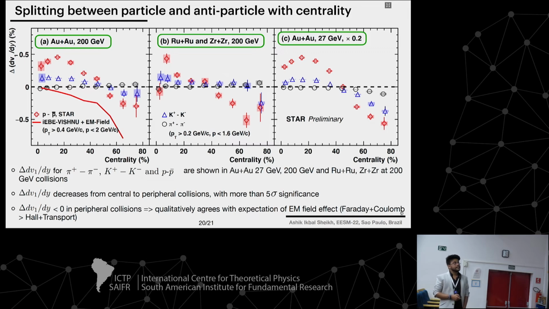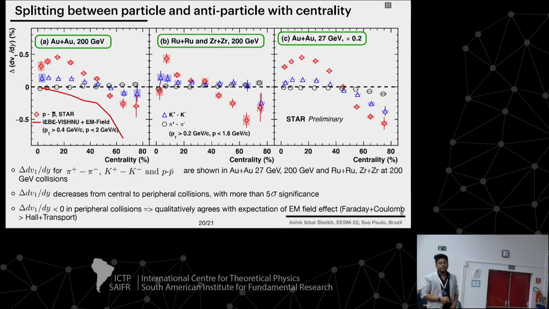Well, this is a very interesting question. First, I would comment on your first remark, that the strength of the splitting for different energies is the same. I think for 27 GeV, it's multiplied by 0.2. So it's not the same.